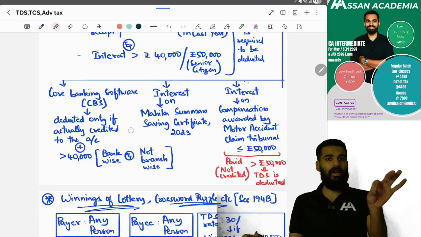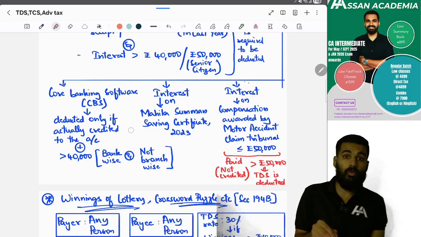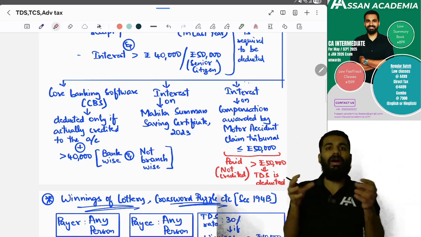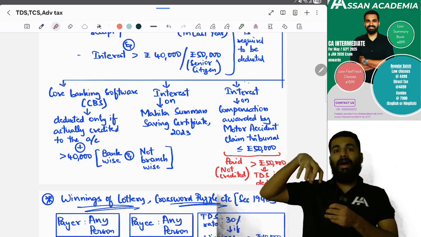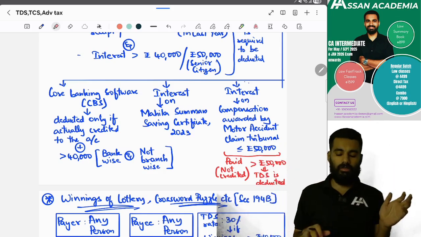So if the interest is actually credited, then you should not see it branch wise. You should see it bank wise, for example, ICICI Bank, all the banks combined. If the interest is more than 40,000 rupees, TDS has to be deducted.